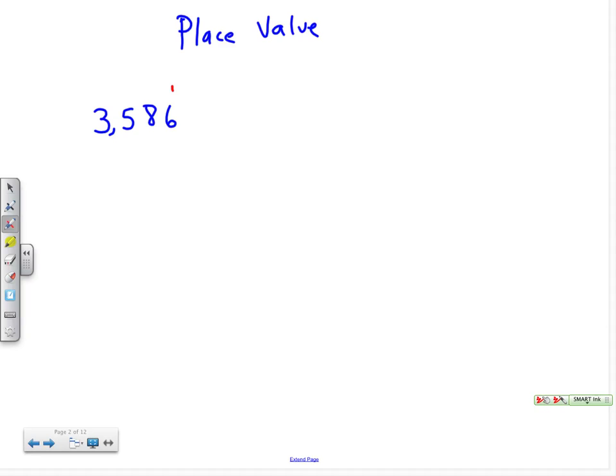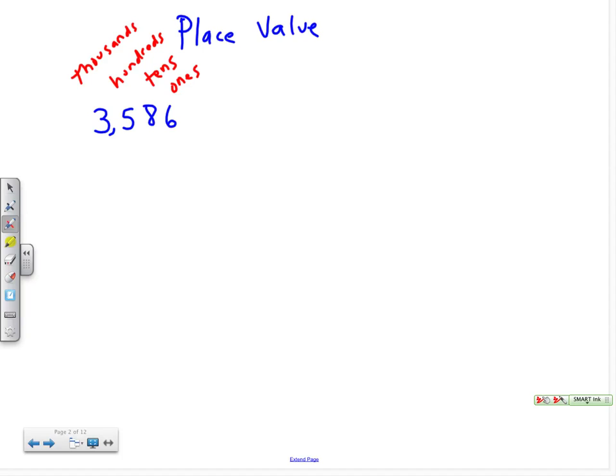And we said, okay, each digit has a certain value. The 6 is in the ones place, so its value is 6. The 8 is in the tens place. Its value is 80. The 5 is in the hundreds place, so it has a value of 500. And the 3 is in the thousands place. Its value is 3,000.